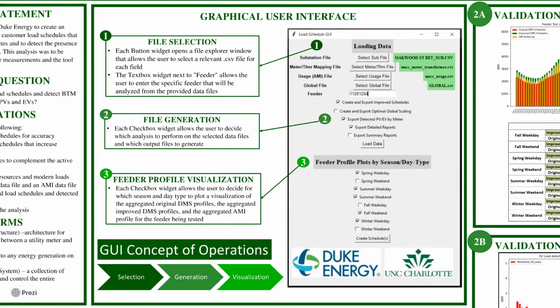The GUI itself is split into three unique portions. Part 1 allows for the user to decide which files they would like to input for analysis by selecting them from a local directory with a file explorer, along with typing in whichever feeder they wish to load data for. Part 2 presents various options that, when selected, will access further functionality within the backend scripts. Finally, Part 3 allows for feeder profile plots to be viewed based on the feeder being tested and user input for season and date type.